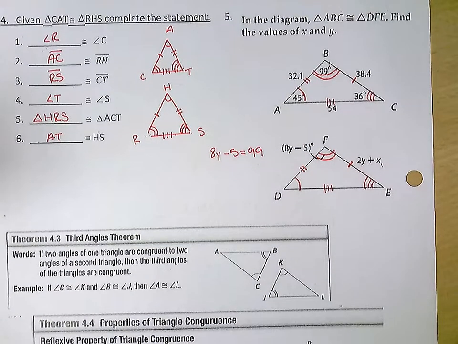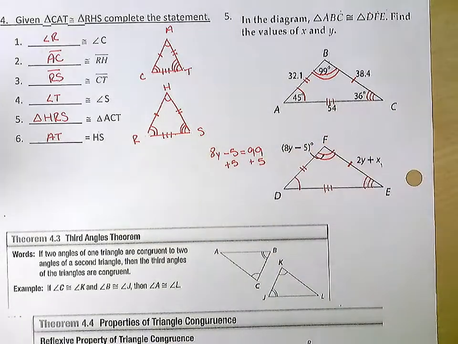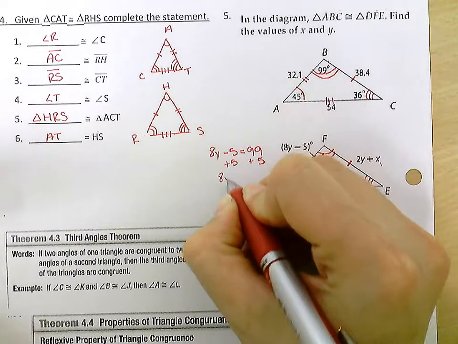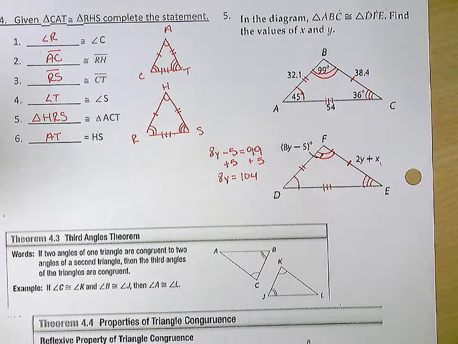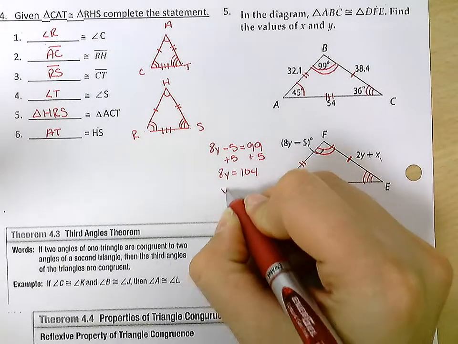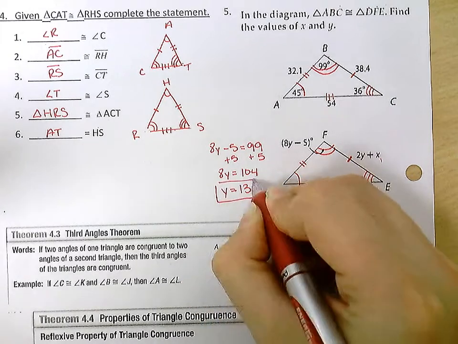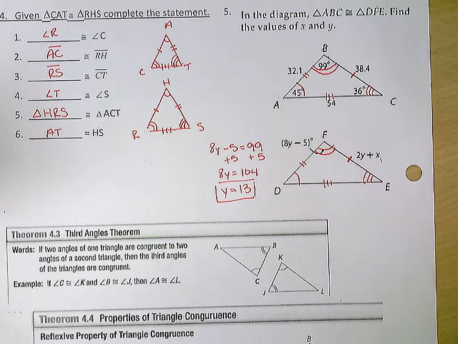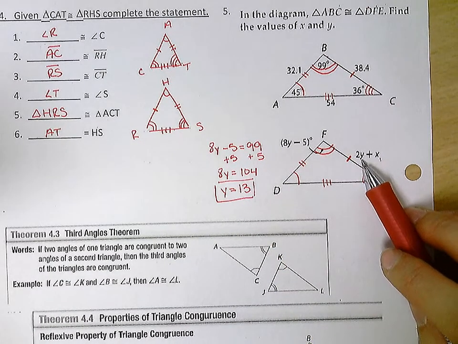So I have 8y minus 5 is equal to 99. Add 5 to both sides, so 8y is equal to 104. Divide by 8. Y is 13. Now that I've found Y, I can plug that 13 in for the Y value here in order to solve for X.